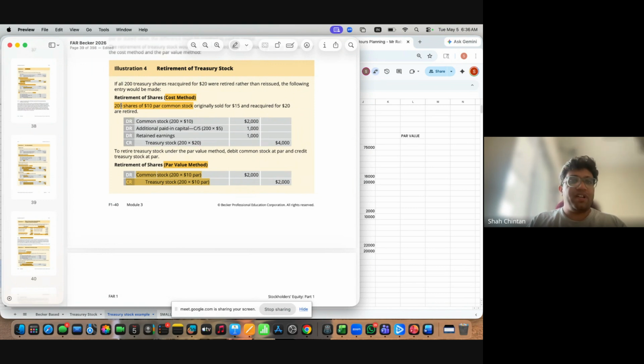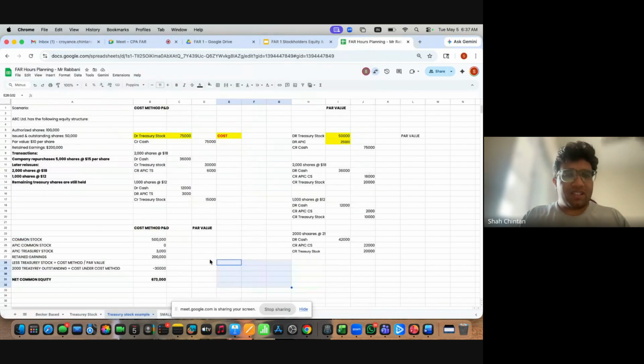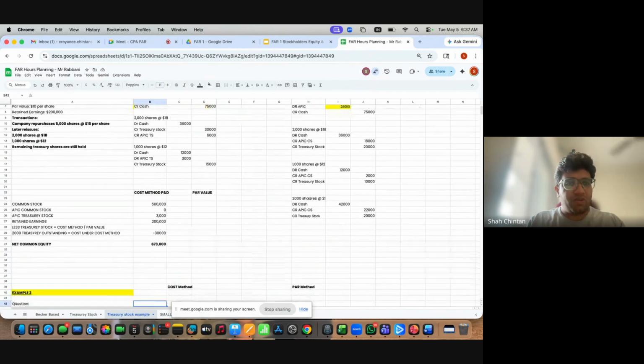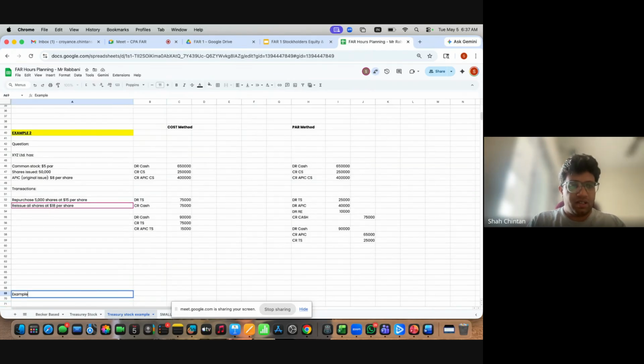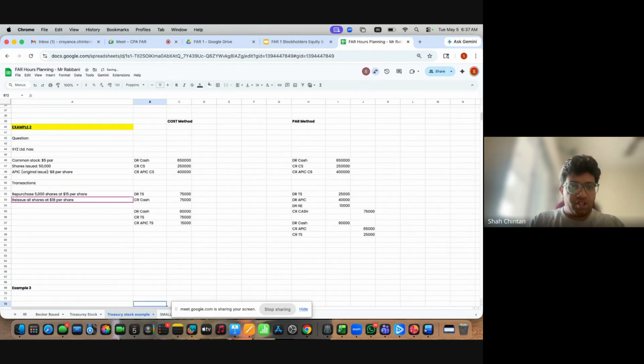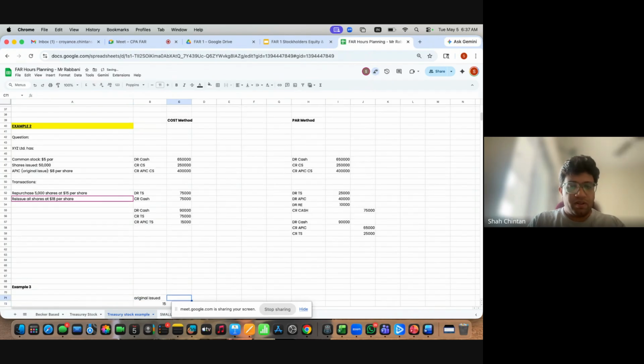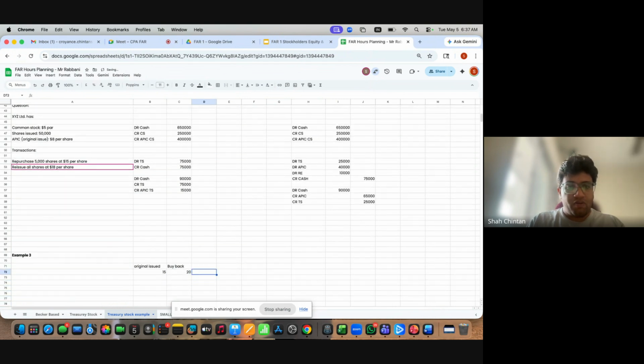So let's say in this particular example, the company has buyback 200 share. Par value was $10. Originally, it was sold for $15 and buyback happened at $20. So let's try to build a model. What example is trying to say? So this example is trying to say original issue $15. You have buyback at $20 and now you are retiring them.